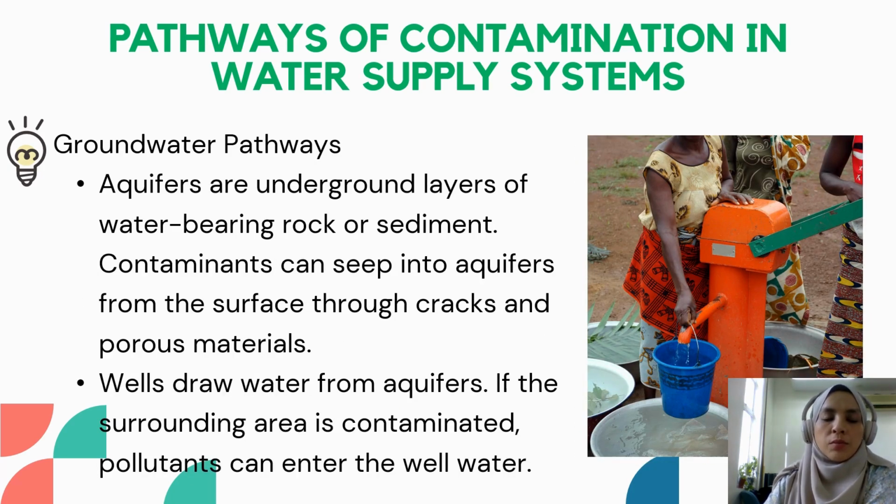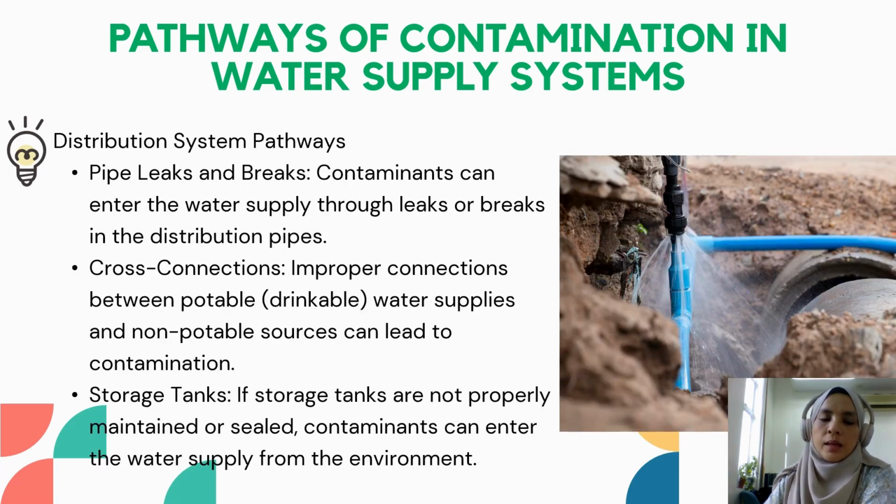Groundwater also can be one of the pathways of contamination in the water supply system, where aquifers are underground layers of water-bearing rock or sediment. Contaminants can seep into aquifers from the surface through cracks and porous materials. Wells draw water from aquifers. If the surrounding area is contaminated, pollutants can enter the well water.